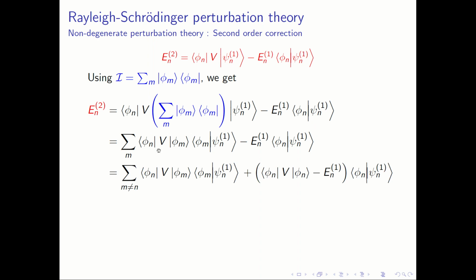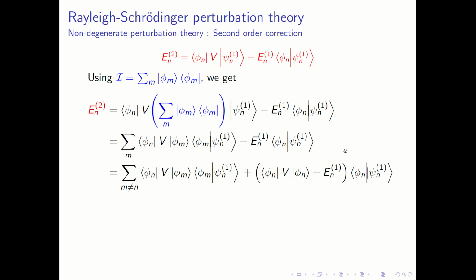Now notice that this whole sum can be split into two pieces. The piece where m is not equal to n, majority of the terms of course, that's just this term here, plus one more piece where m is equal to n. But what is it when m is equal to n? <phi_n|V|phi_n><phi_n|psi_n^1>. So we club that along with this term and take this factor common. I end up with this result. And now we see why this troublesome term does not really cause us any bother whatsoever. <phi_n|V|phi_n>, we figured out a while ago, is nothing but E_n^1. So this term is really 0.